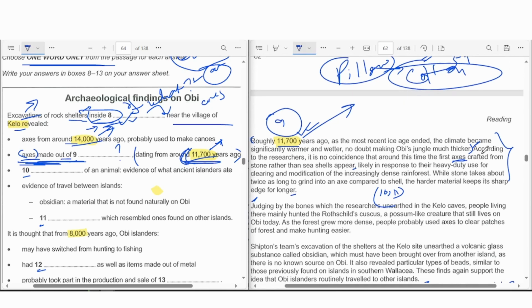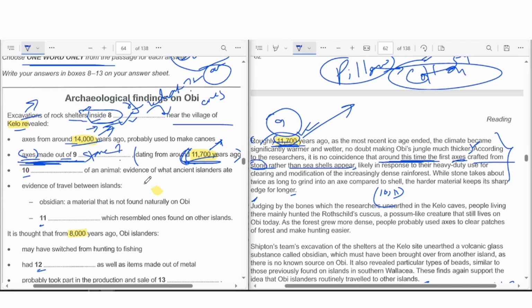So let's go and try to find it. According to the researchers, it is no coincidence that around this time. Around this time means they are referring to this time, because before that there is no other time mentioned, only one time mentioned, 11,700. So they are talking about this time. Around this time, first access crafted from stone rather than seashells. So instead of making from seashells, they are making access from stone. Means access made out of stone.